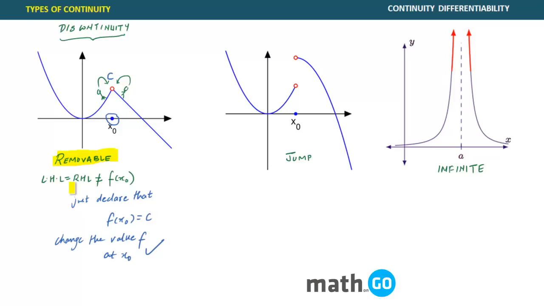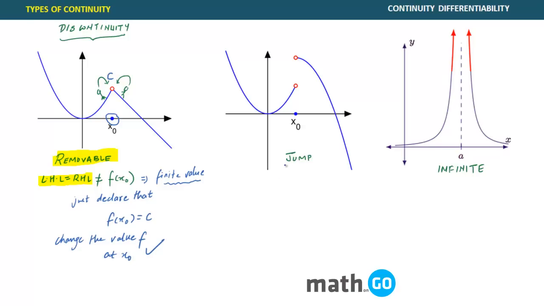Remember that for this removable discontinuity, LHL should be equal to RHL, right? And they both should be finite values, not infinite values. So let me correct it in a way that here LHL should be equal to RHL and they should be equal to a finite value. Got it? Clear? Okay. Now let's take the jump discontinuity part.